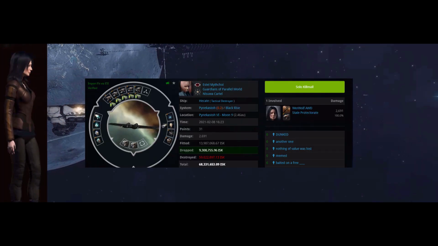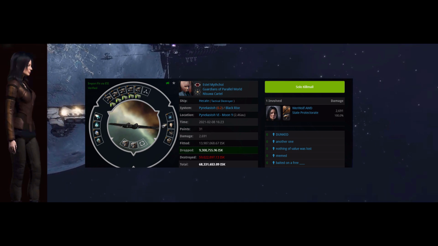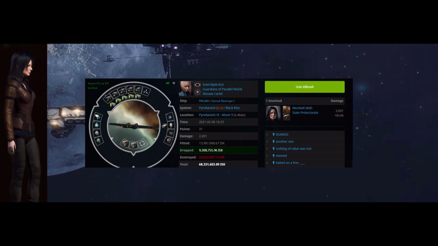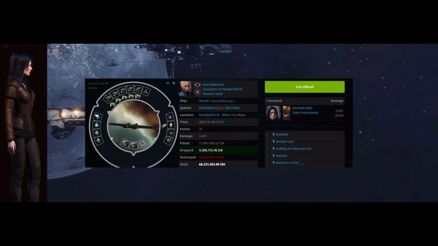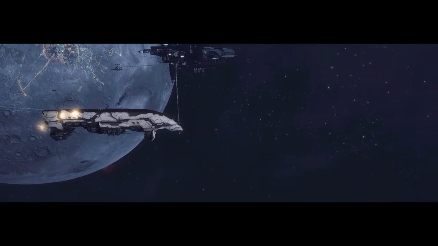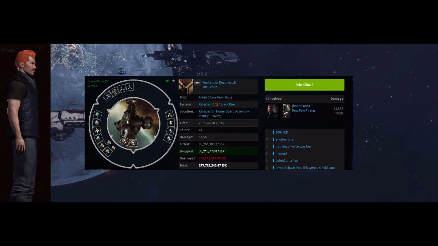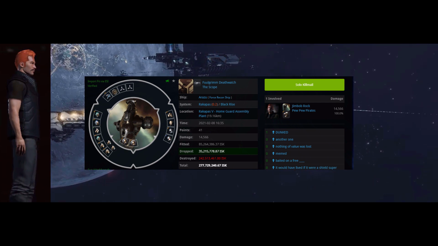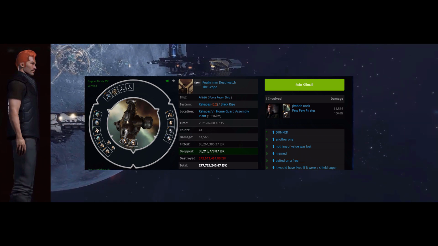In Pinacasto, we see two great competitors do battle. Confessor versus Hecate. 31 points for Werewolf AWD in the Confessor. Both of those ships are terribly dangerous. Jim Bob Rock with 41 points for this Arazu solo kill. That is not a ship we see get soloed very commonly in Black Rise.